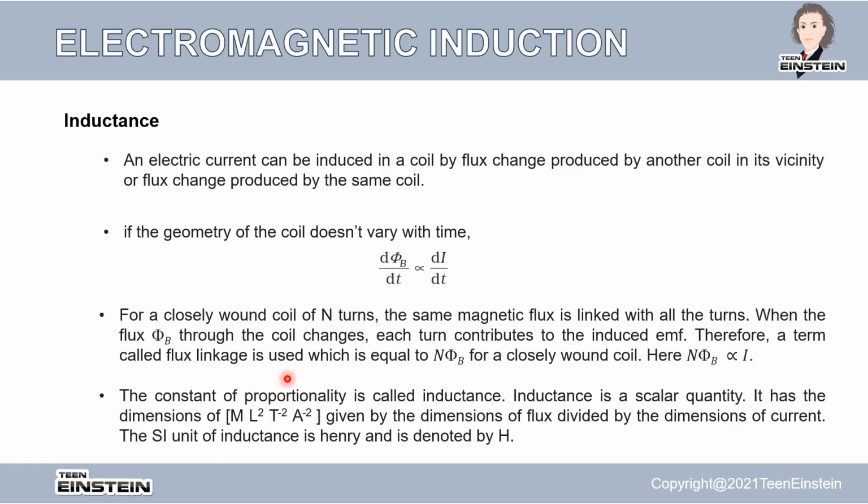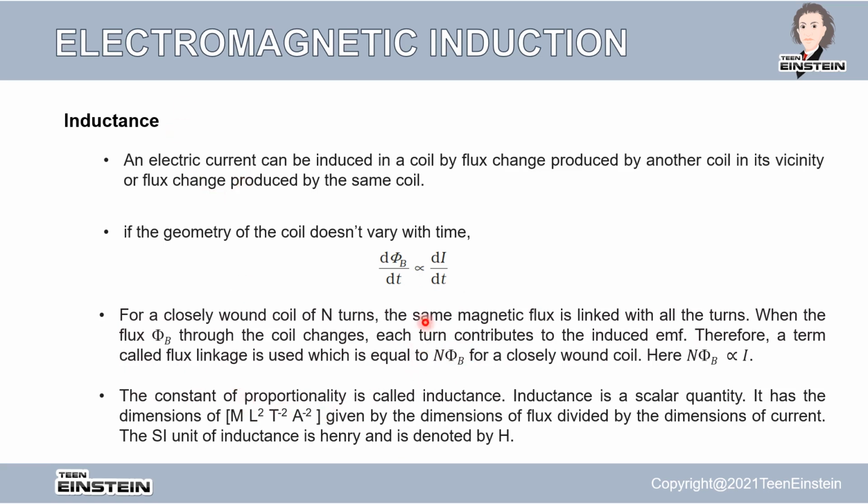For a closed wound coil of n turns, the same magnetic flux is linked with all the turns. When the flux phi b through the coil changes, each turn contributes to the induced EMF. Therefore, a term called flux linkage is used, which is equal to n phi b for a closed wound coil. So we have n phi b, which is directly proportional to I. So this is for a single coil. For a coil with n turns, we have n phi b, and we call this flux linkage.